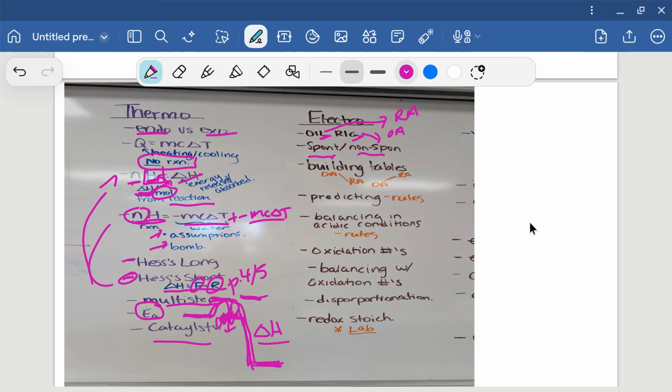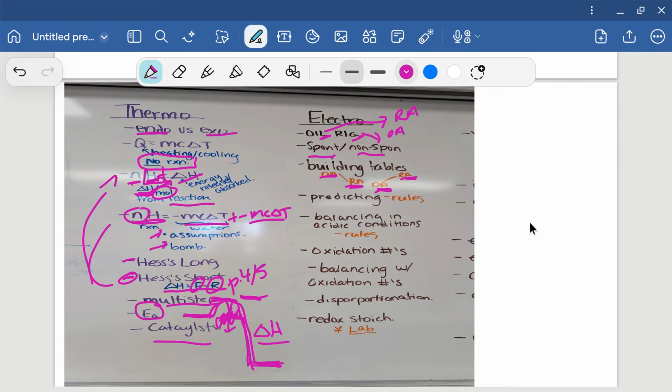So with that, we want to know that, because then you can build tables. If you get a series of reactions, if it's spontaneous and you start to place it to make a table, your OA goes higher than your RA. If it's non-spontaneous, then your RA has to be higher on your table than your OA. And then you can answer questions like, what is your strongest oxidizing agent or reducing agent?